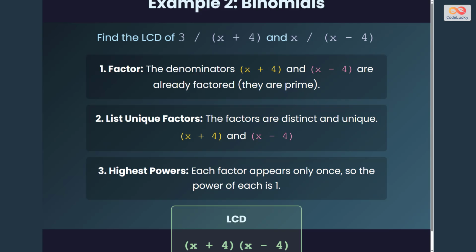What if the denominators are binomials, like x plus 4 and x minus 4? The first step is to factor, but in this case, they are already prime and cannot be factored further. They are two unique factors, so the LCD is simply their product, x plus 4 times x minus 4.